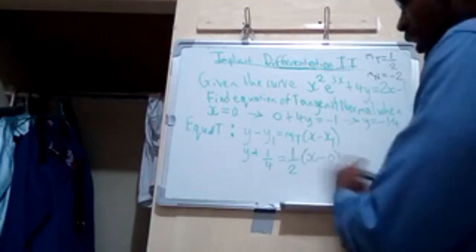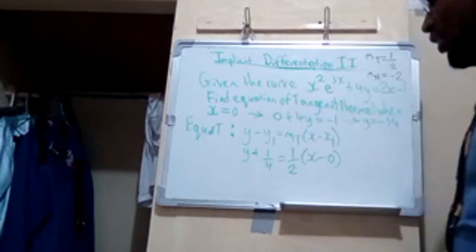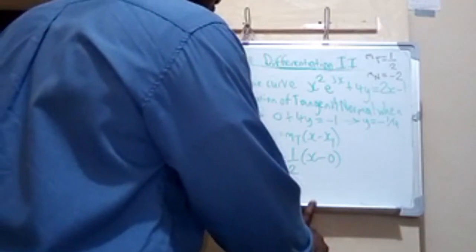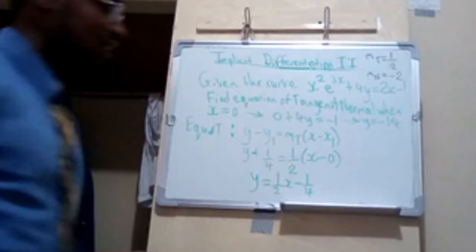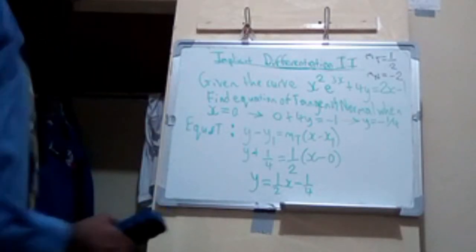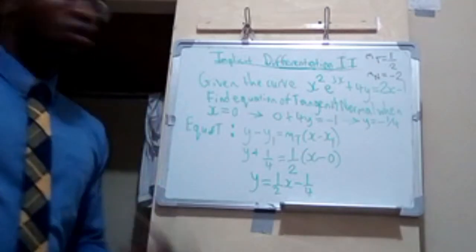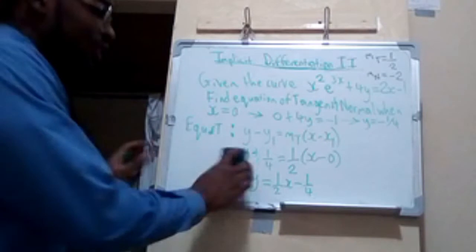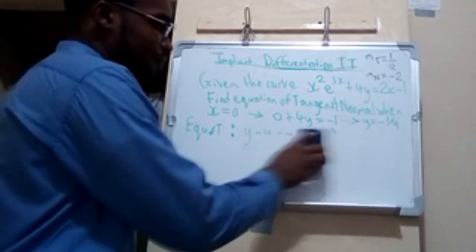Now you can go ahead and make y the subject if you may. So make y the subject, we would get y is equal to a half x minus a quarter. That's the equation of the tangent when x equals 0. Now let's say we now want the equation of the normal. So we take this down, that's the equation of the tangent. The equation of the normal.